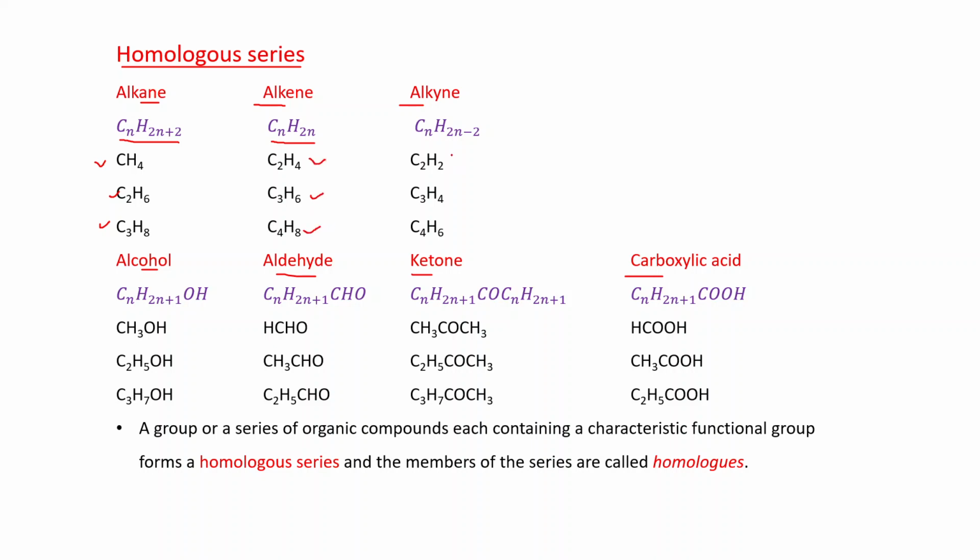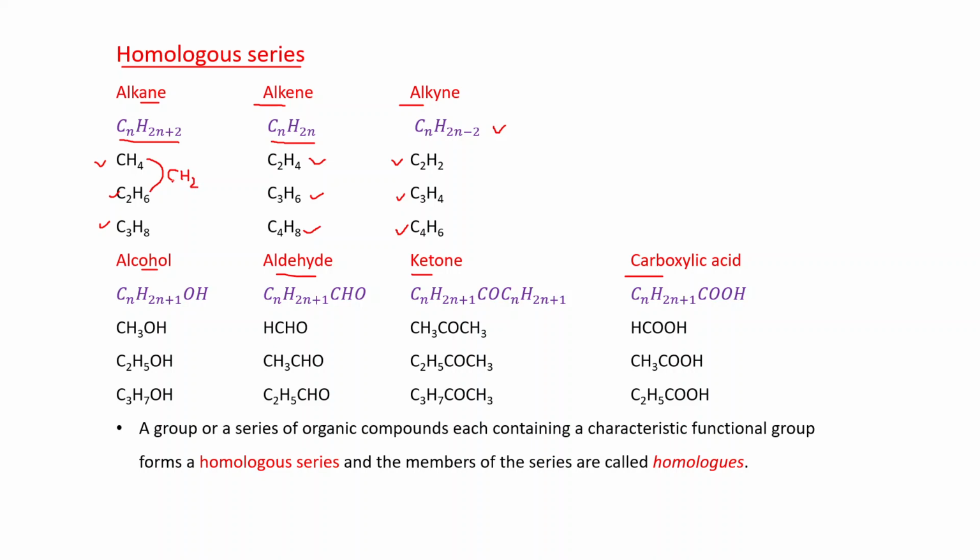In the same way, CnH2n-2 is the general formula of alkyne. If we put n equal to 2, we get C2H2, C3H4, C4H6. Now just observe, when you go from one member to the next, what is the change in the formula? You can say it is changing like this.